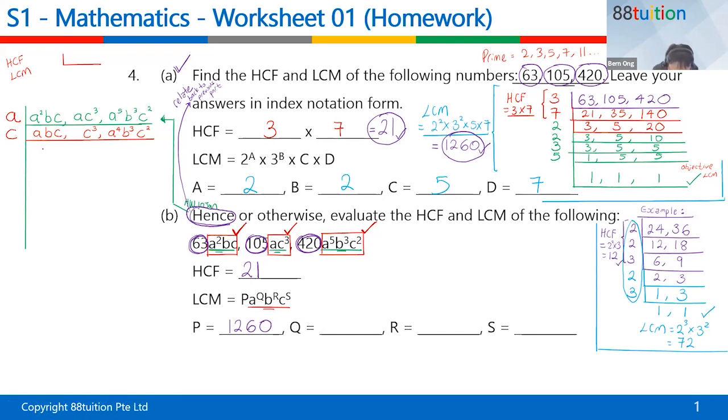So ABC divided by C is AB. C cube divided by C is C squared. A4B cube C squared divided by C is A4 B cube C. All right, and you stop down here. Why do you stop down here? Is there anything else in common? Nothing else in common already. Can you see now? AB, C squared, A4, B cube C. There's nothing else in common. So these two will be your HCF.